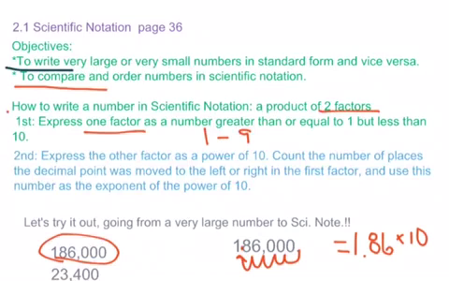Okay, when you're dealing with larger numbers, your exponent will always be positive. So we moved over 5 times, so our exponent will be a positive 5. Sorry for the sloppy 5, but you know who I am.